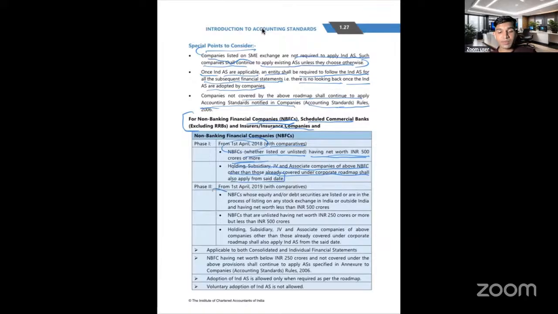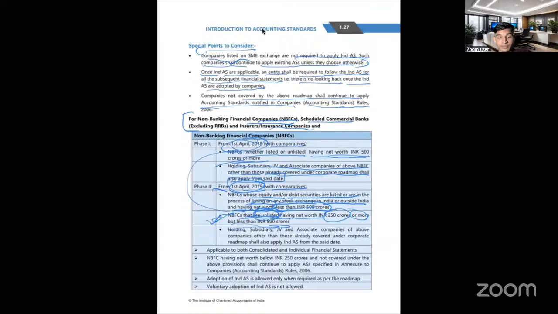Phase two, from 1st April 2019 with comparatives: NBFCs whose equity and or debt securities are listed or are in the process of listing on any stock exchange in India or outside India having a net worth of less than 500 crore. So here they have got all listed NBFCs. Then NBFCs that are unlisted having a net worth of 250 crore or more and less than 500 crore. So unlisted NBFCs have been covered.